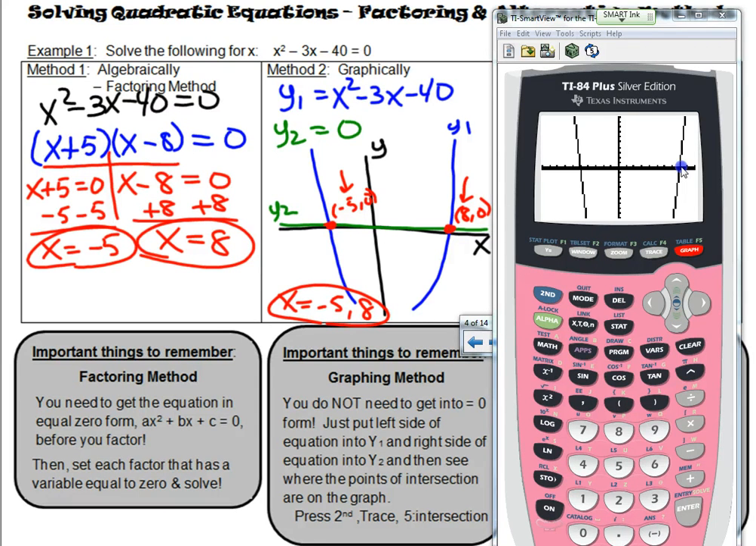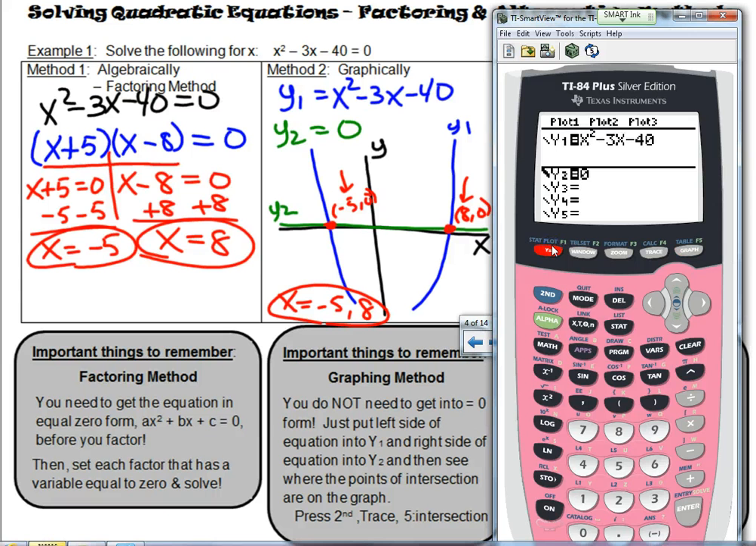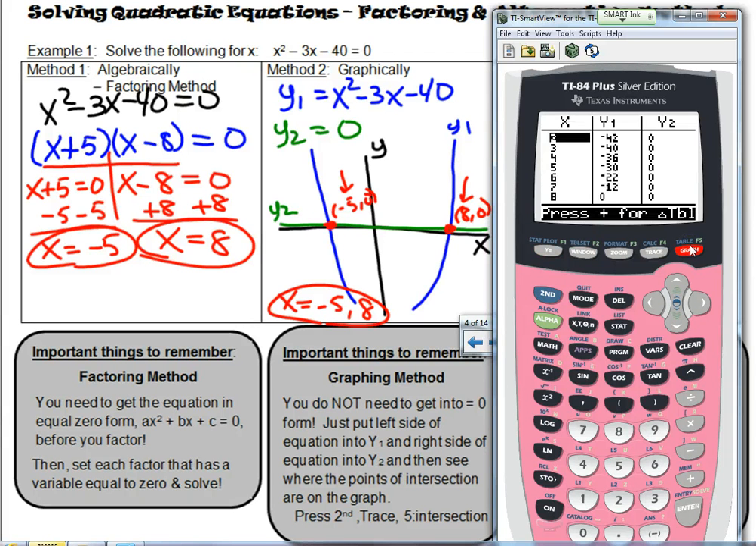The table of values method only works really nicely if the answers are whole numbers. If they're decimals, you can still use your table, but it is a lot harder. You have to know what decimals to go by in your table. But if they're whole number answers, you do the same step. You do y1, y2, but now you go to your table. You're looking for where the y1 and y2 match. That means that they check out. And if you notice, they check out at 8.